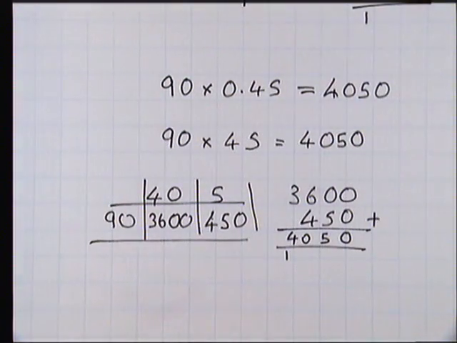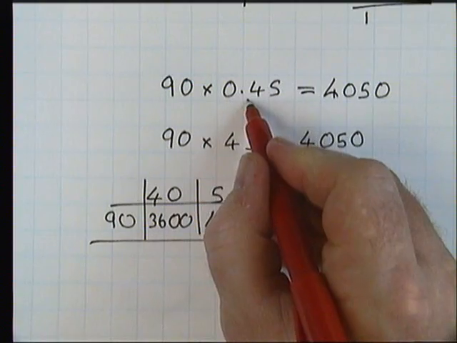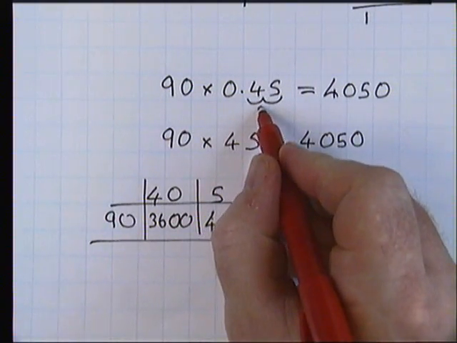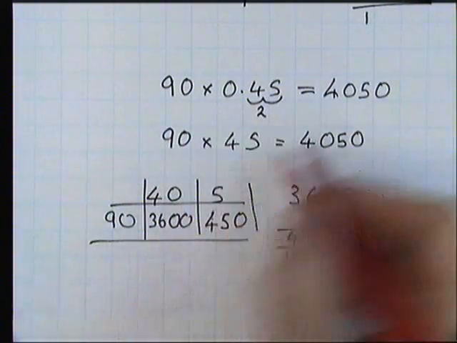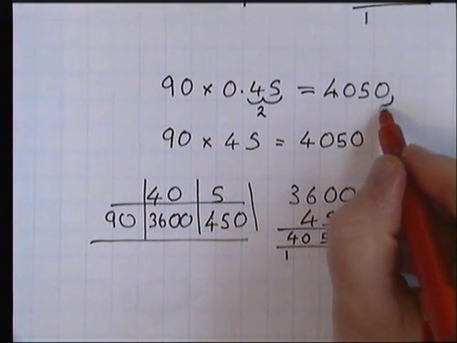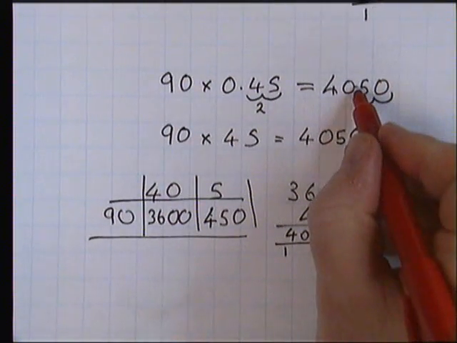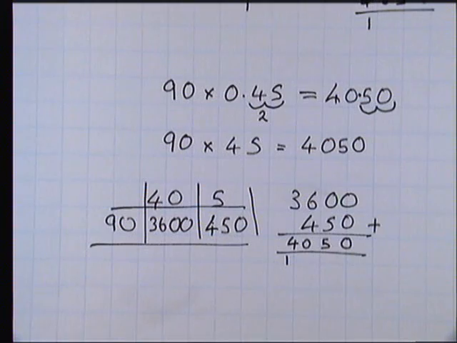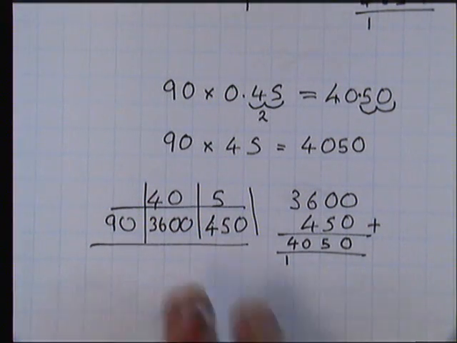Okay. Now, in our question, there are 2 decimal places. There's no decimal places here, so we have to have 2 decimal places in our answer. 1, 2. So the answer is 40.50 or 40.5.